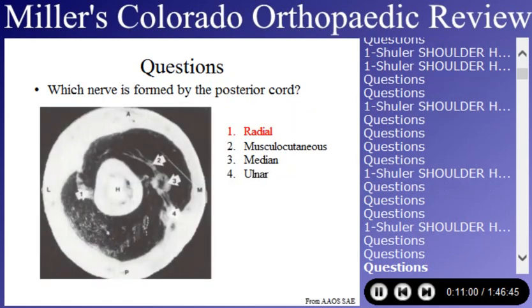Which nerve is formed by the posterior cord? Well, the posterior cord goes down the radial and axillary. If you now know the radial nerve crosses from lateral to medial, you've already got it on the diagram. The spiral groove is approximately 13 centimeters up from the elbow joint, and it pierces the lateral intermuscular septum about 7.5 centimeters up from the lateral epicondyle. So the answer is 1, the radial nerve.